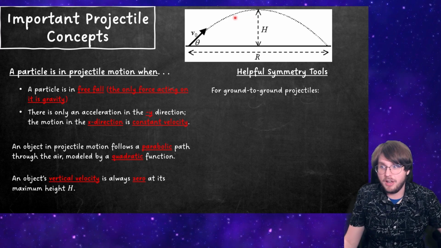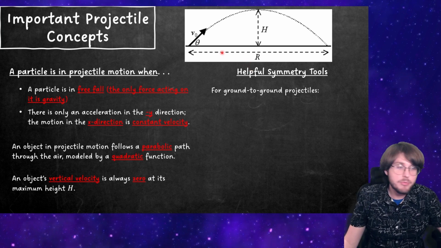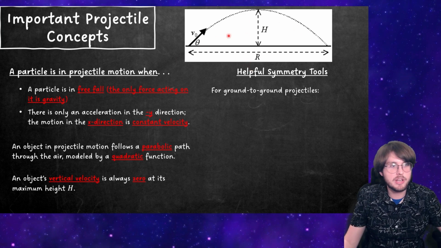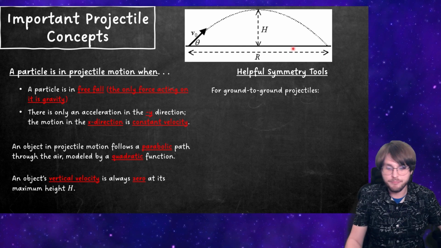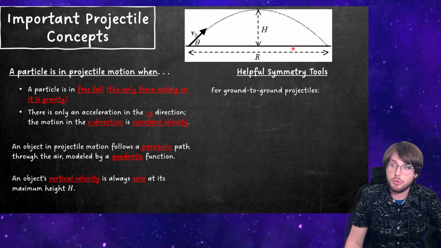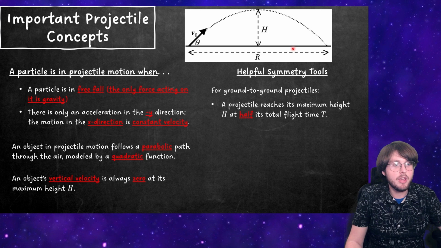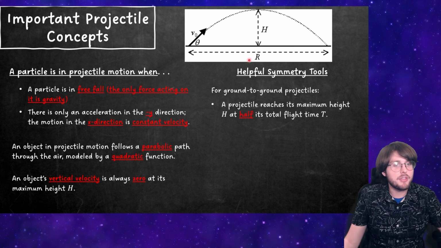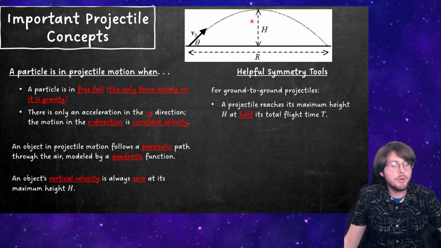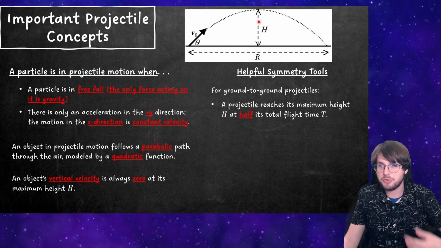Now, for certain systems, especially this one that's pictured here, that's a ground-to-ground projectile, there are some helpful symmetry tools that you can also take advantage of. So firstly, also at the maximum height h, generally we can say that it is going to reach that height at half its total time t.